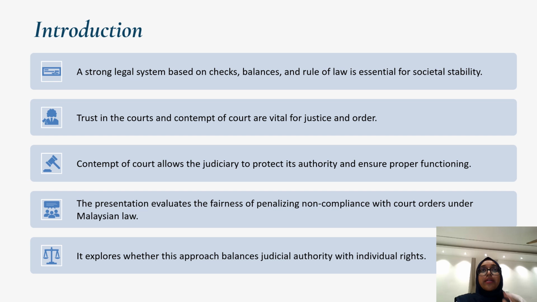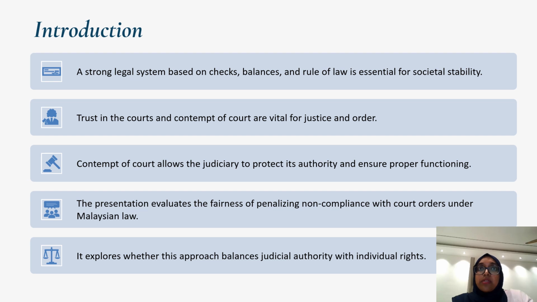In a democratic society, the stability and the harmony of community depend heavily on a strong legal system that is rooted in the principles of checks and balances, separation of powers, and the rule of law. Trust in this system to resolve disputes and administer justice is the foundation on which societal peace is built. A key aspect of maintaining the integrity of the justice system is the concept of contempt of court, which is a broad offense that includes any violation of rules aimed at ensuring the proper functioning of courts.